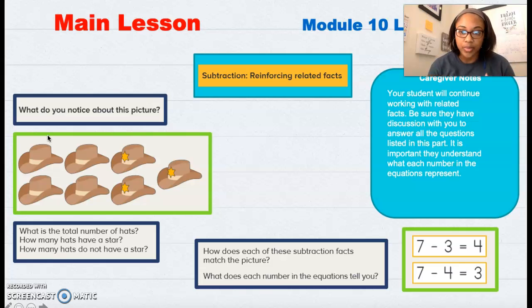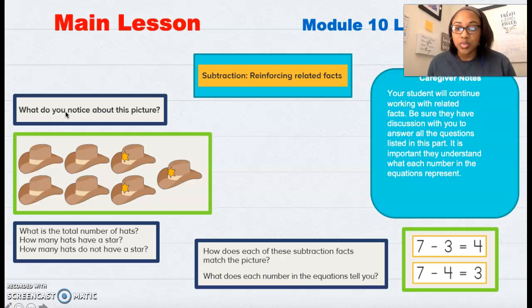I'll let you think about that for a minute. Good job. There are 7 hats in total. Now let's think about how many hats have a star. Great, 3 hats have a star. How many hats do not have a star on them? Perfect. 4 of those hats do not have a star.